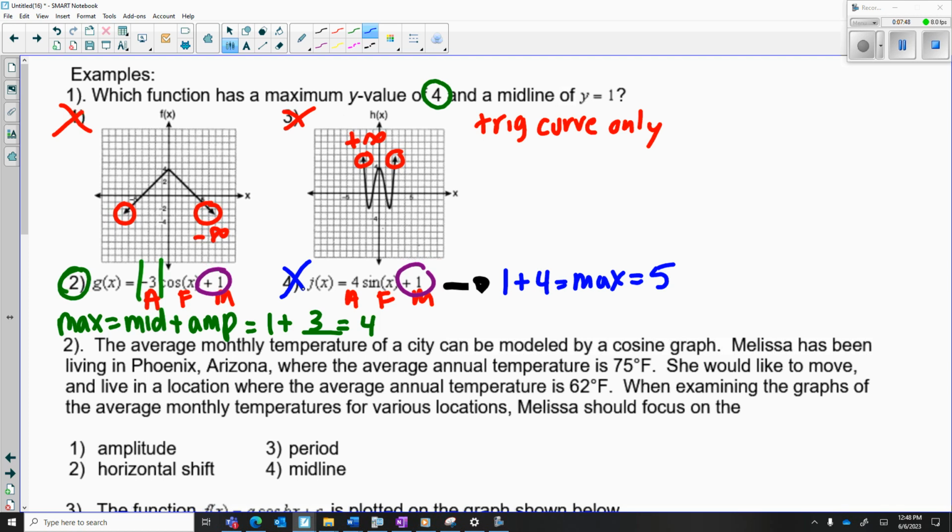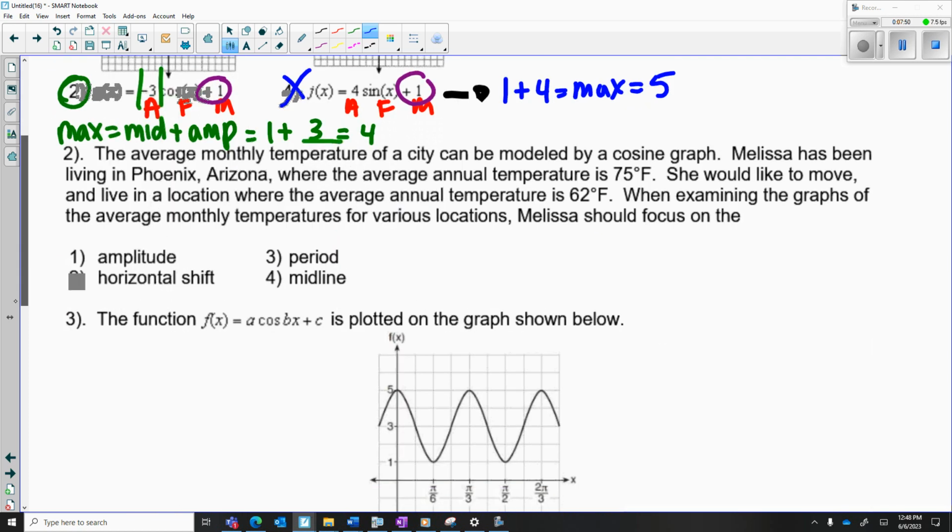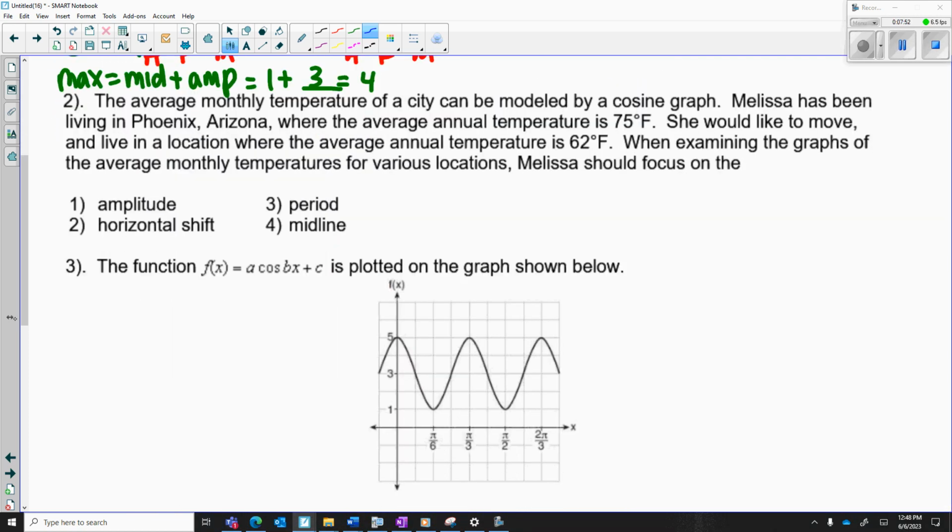Number 2, let's take a look. The average monthly temperature of the cities can be modeled by a cosine graph. Melissa has been living in Phoenix, Arizona, where the average temp is 75. She'd like to move to a location where the average temp is 62. When examining the graphs, what should she focus on? So as soon as you see the word average, which one are you going to pick? I'm hoping you said midline because midline represents the average y value.